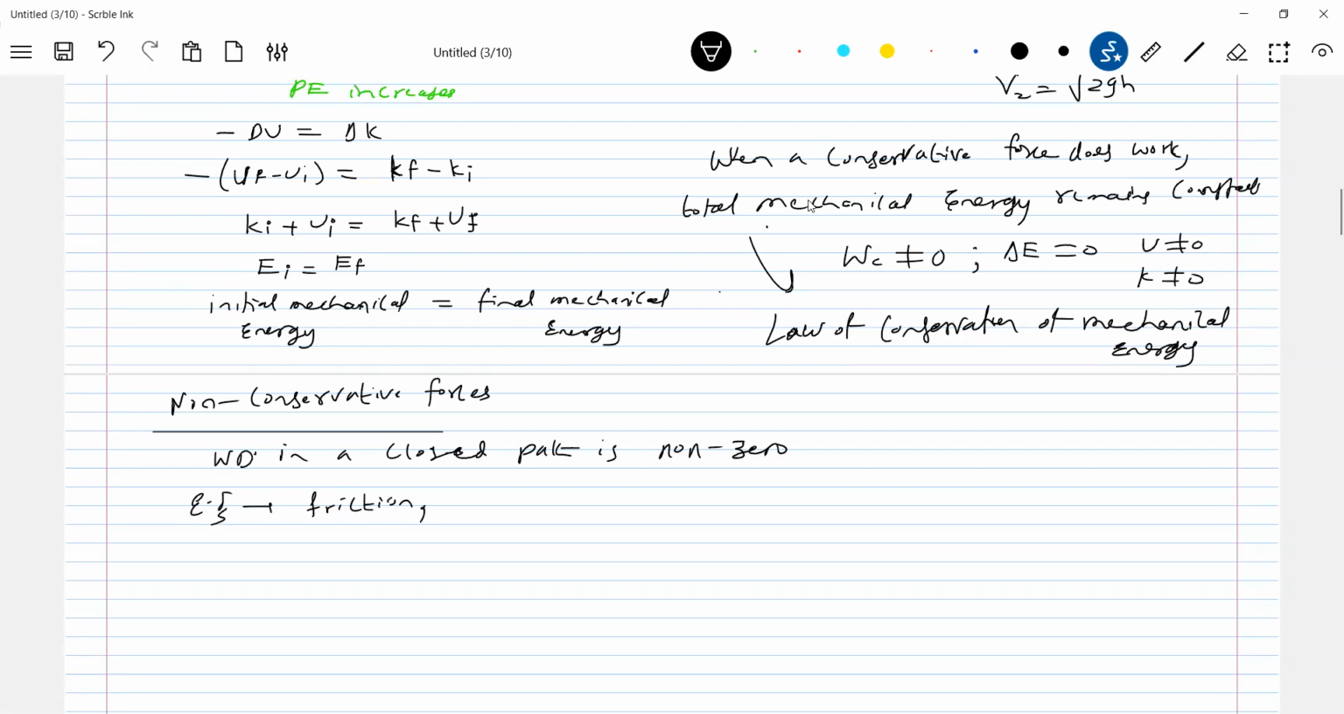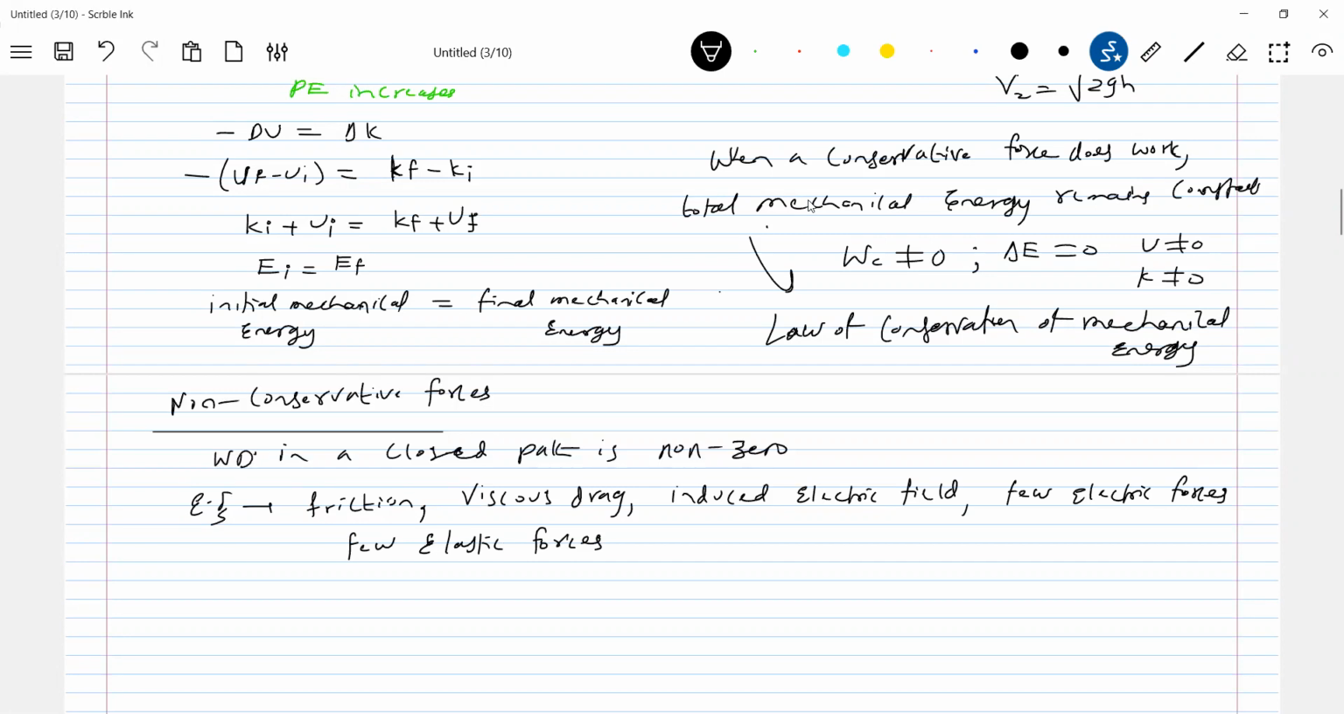friction, then viscous drag, induced electric field, few electric forces, few elastic forces. All elastic forces are not conservative. Later on in the elastic chapter, I'll show where the elastic force can also be non-conservative under some circumstances. So these are examples. So work done in a closed path is non-zero.